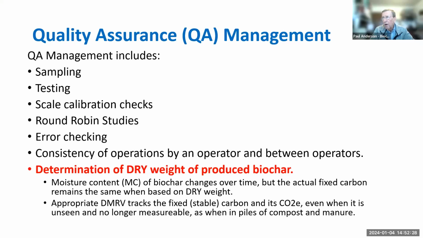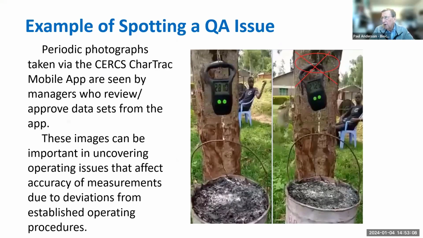We are very interested in quality assurances, sampling, testing, scale calibration, et cetera, and also the determination of dry weight. And you keep data in your system, but you must end up knowing the fixed carbon that you have in a quantity of biochar. The fixed quantity is the same if you make it wet or if you mix it in with compost or manure or something. The carbon's the same. This is what we are tracking and keeping so that you can get your claim for the credits on that.